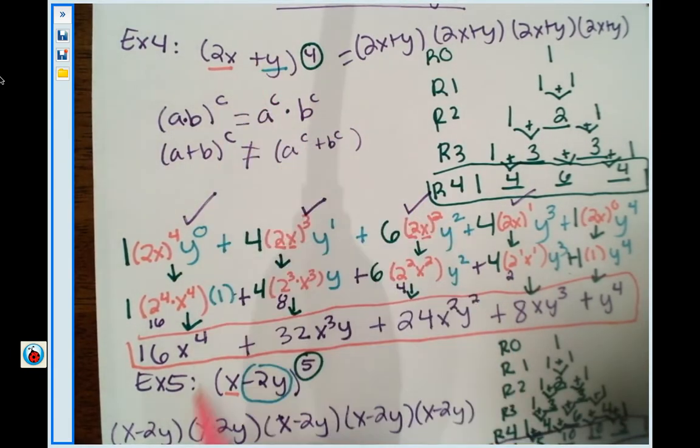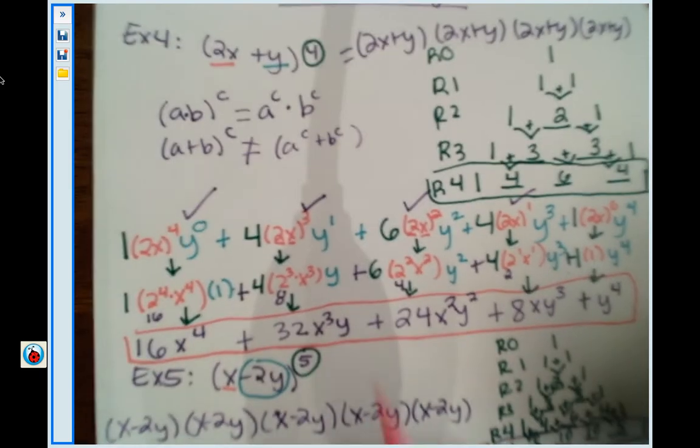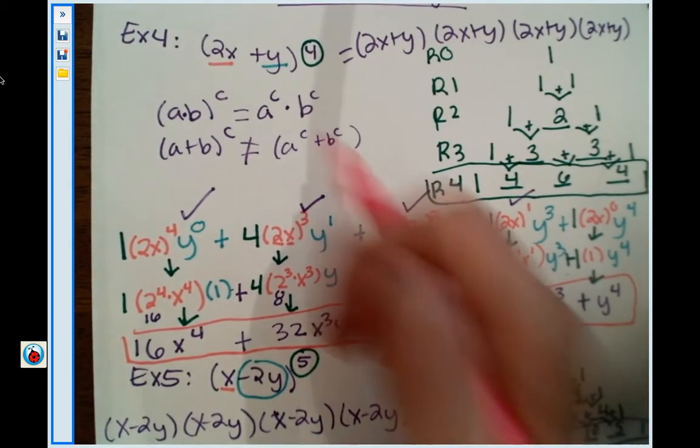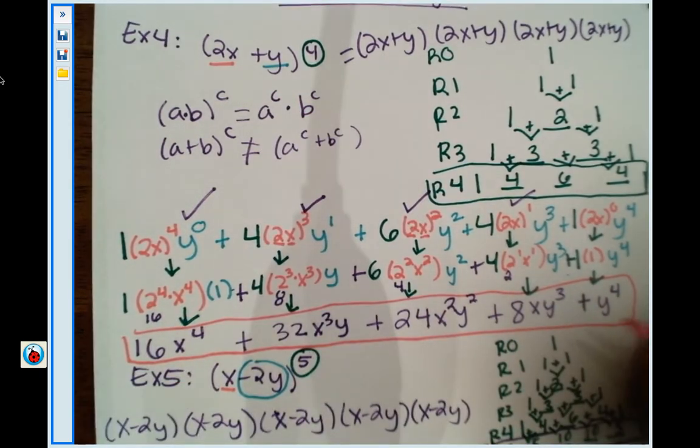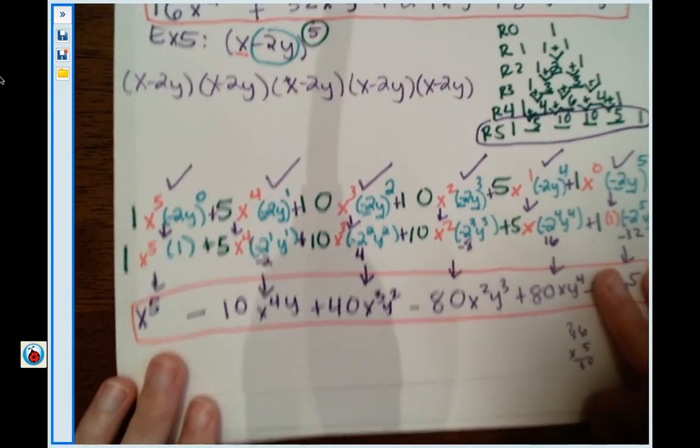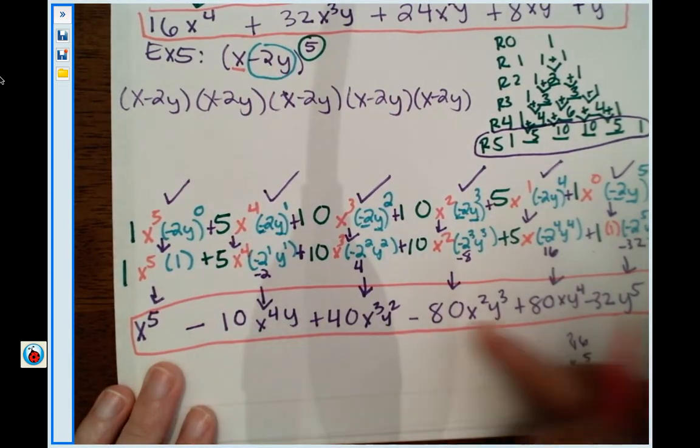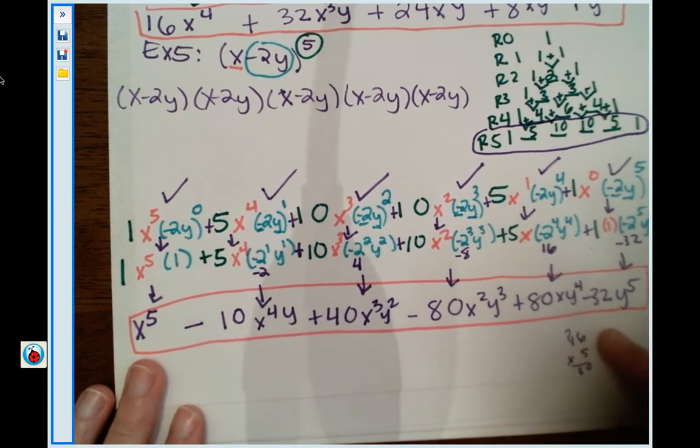If you notice up here in this one, we had a plus sign and all the signs are positive. That will happen every single time. So positive in the middle, all your answers should be positive. If you have a negative sign in the middle, your answers should alternate between positives and negatives.